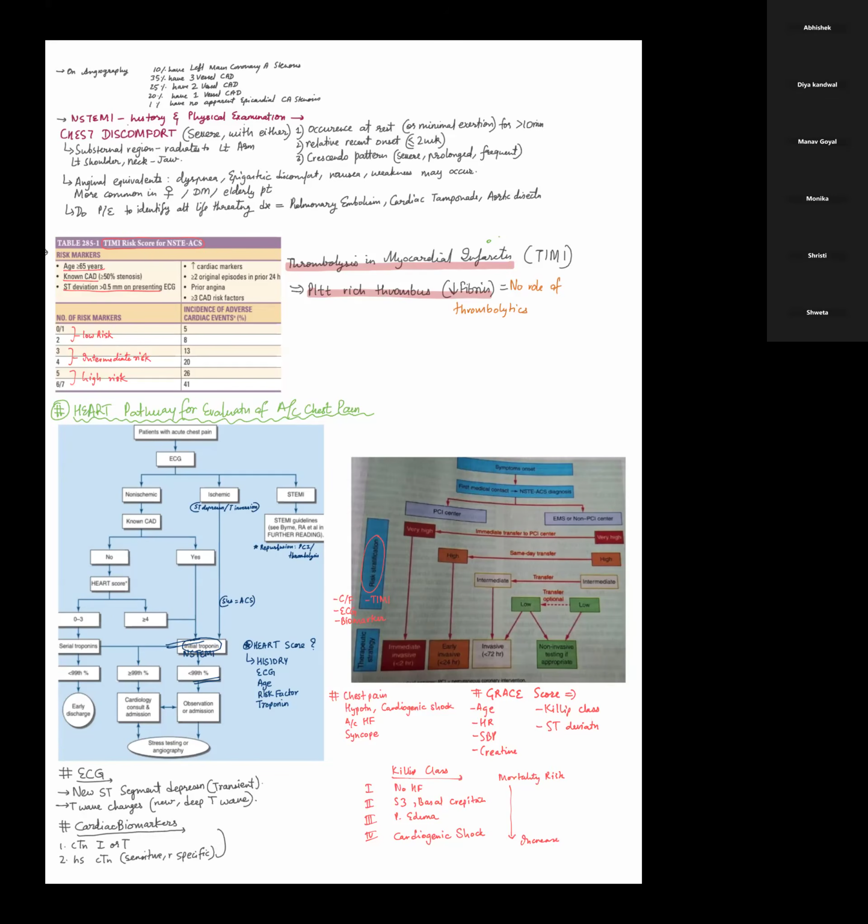So all these scores are important, but the basic clinical picture, where you take the history, do an ECG, and then do a troponin, looking for a serial rise in troponin, all this actually is the cornerstone of management of acute coronary syndrome.